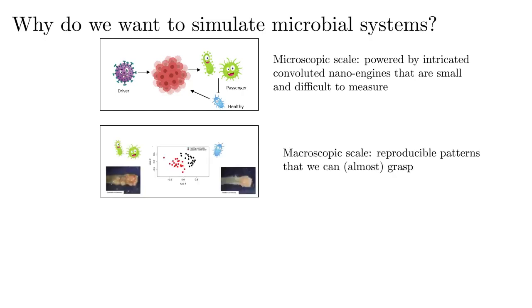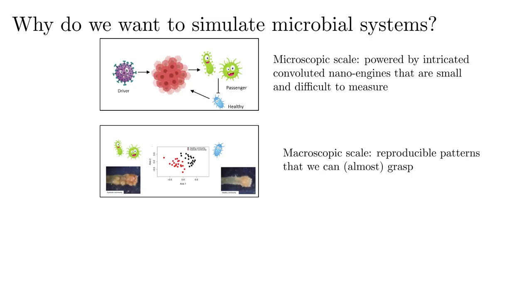But when you look at a macroscopic scale, you usually see some fairly reproducible patterns. So here in this example, you have a tumor tissue and a healthy tissue, and you can see that communities sampled in the tumor tissue cluster compared to communities sampled in the healthy tissue. So you see these macroscopic patterns that you can say are emerging patterns.